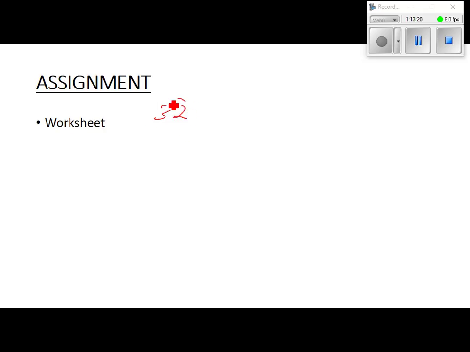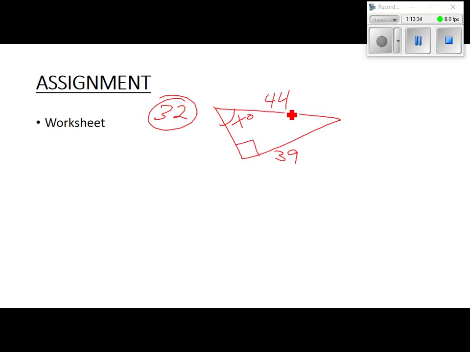32, I heard. This time we're looking for an angle. We're looking for that angle right there. It's x degrees. This is 39. That's a right angle. This is 44. Probably the last one. What time is it, 12:16? Or 12:18? 18. We might have time to do a couple.